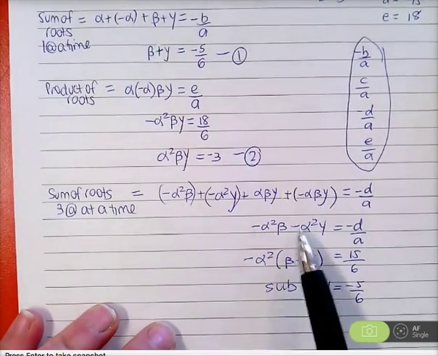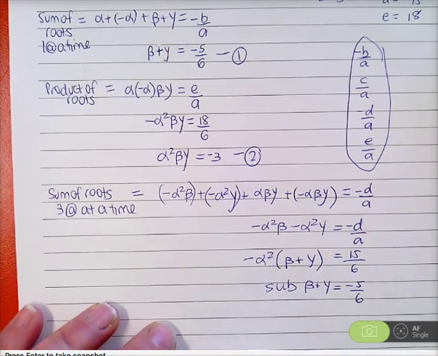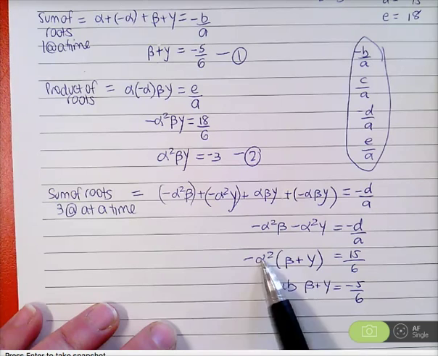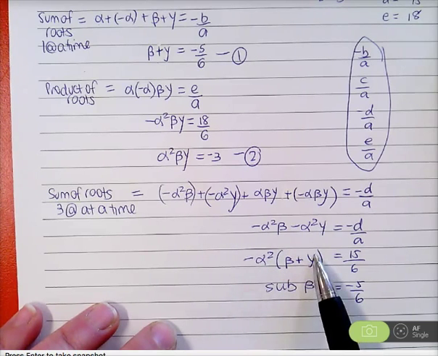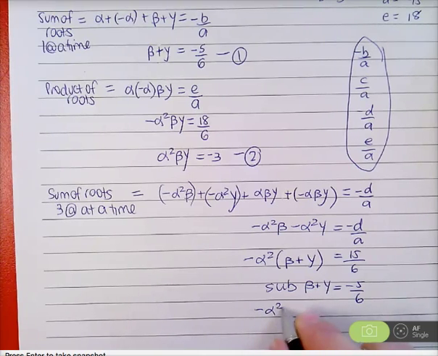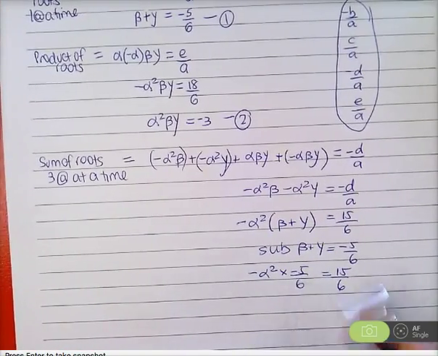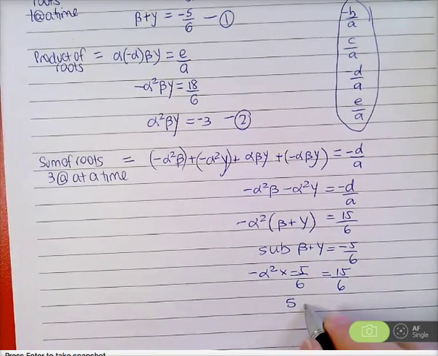Girls, are we okay here? We took a negative alpha squared out as a factorization, left with beta plus gamma, not minus, because you got negative times positive. Negative times positive is negative. Okay, so we get negative alpha squared times negative 5 on 6 is 15 on 6. Well, negative times negative is positive. So I got 5 alpha squared on 6 is 15 on 6.